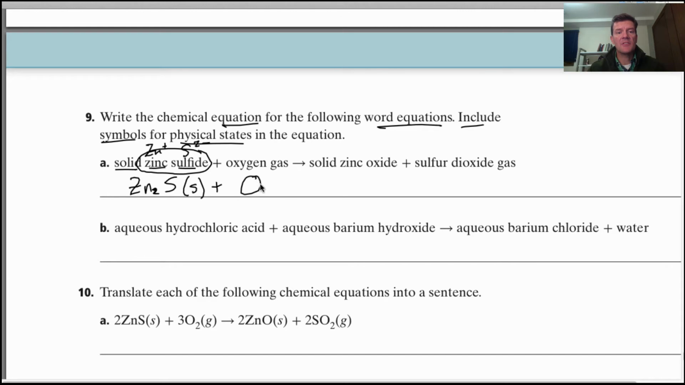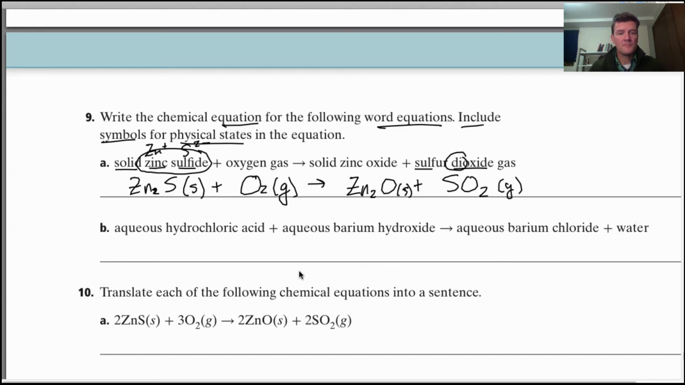Oxygen gas. You have to know it's diatomic. It's a gas. Solid zinc oxide. So again, just like zinc sulfide, zinc oxide is going to be Zn2O. Oxygen is a -2 ion, zinc is a +1. Plus sulfur dioxide. You see dioxide here? That's because these are 2 nonmetals. Dioxide tells me it's SO2. Okay? So this is a solid, and this is a gas.